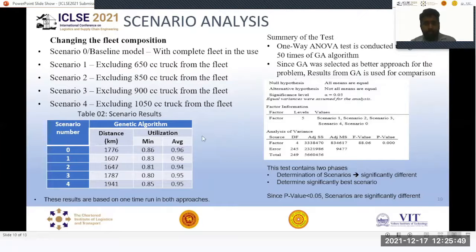Table 2 shows the results we obtained. As you can see, there is a variation, and this is also based on one-time results, so we can't be sure that it is significantly valid for the population. So we conduct a one-way test. The test has two phases. One phase is checking whether these scenarios are significantly different. As the calculation shows here, since the p-value is less than 0.05, we conclude that the scenarios are significantly different.